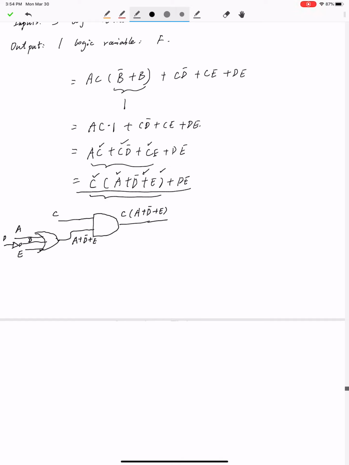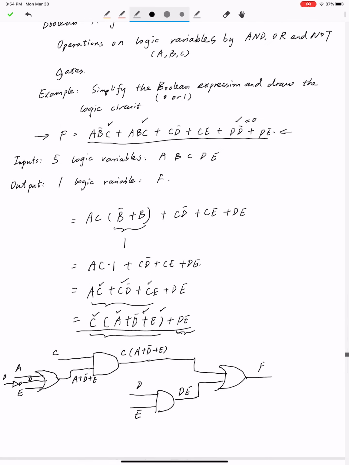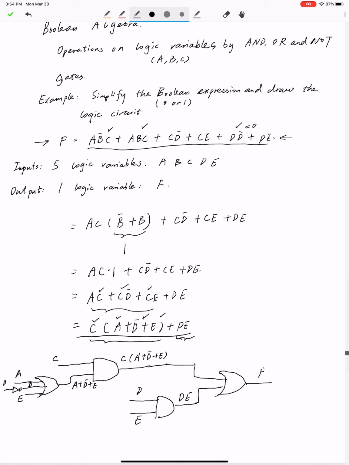And then for the second term, we have D times E, which means we need another logical AND gate with 2 inputs. The first input is D, the second input is E, and the output is DE, D times E. And then we just need to sum these 2 terms together by using a logical OR gate. So the final result, the output is F. Okay. All right, so that's how we draw a logical circuit to represent this Boolean expression.